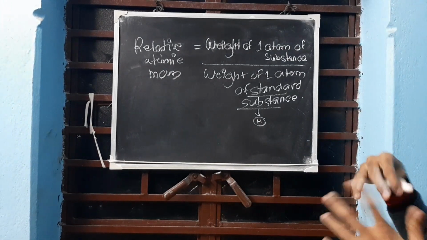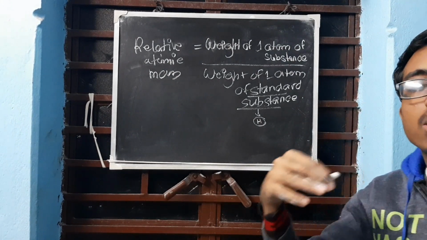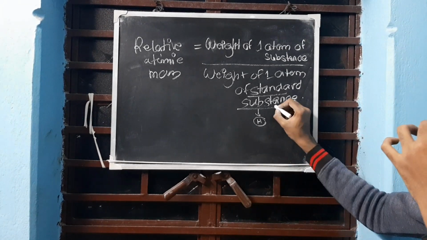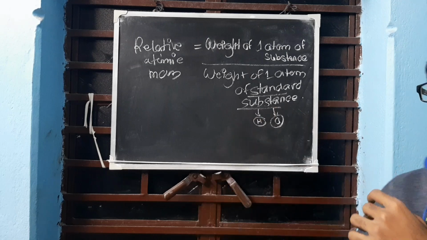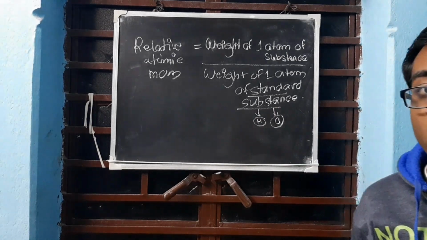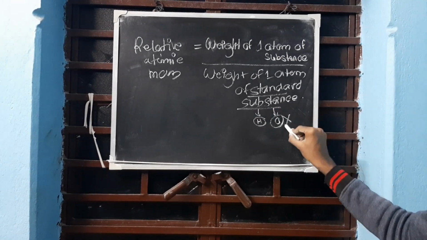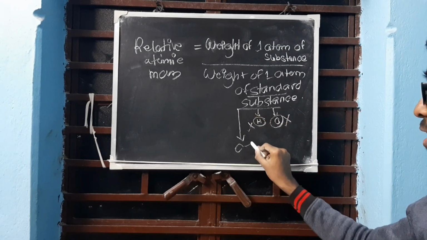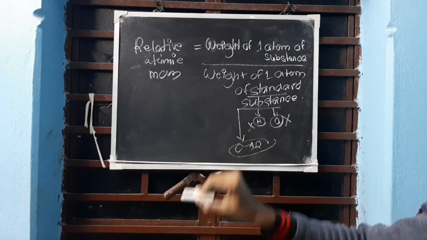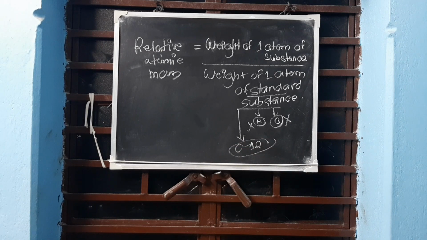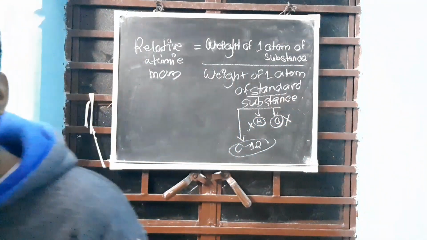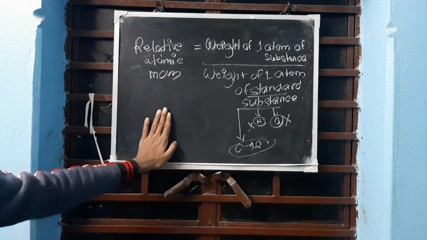Now here, this standard substance was taken as hydrogen by Stanislav. It was seen that it's fine, but in some cases fluctuations were arriving, so it was discarded. Following that, oxygen was taken. Again, it was found that in some cases oxygen did not vary properly, so oxygen was also not taken. Then came the final one, that is C12. C12 is the most stable isotope of carbon, and this was taken as the standard substance for relative atomic mass.